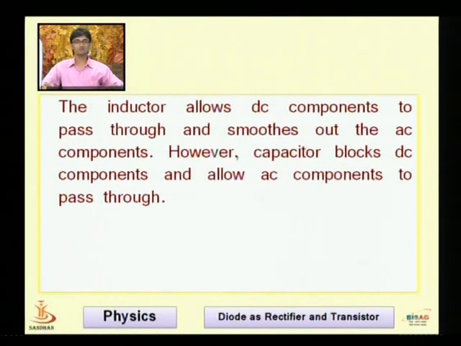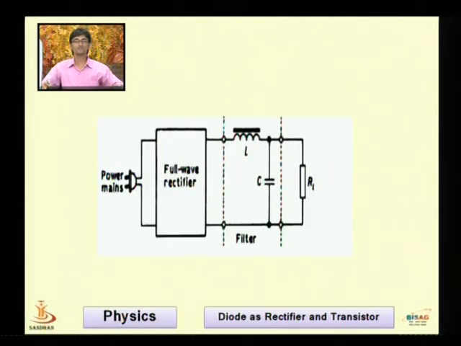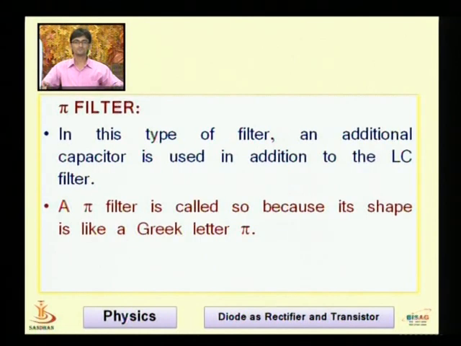The inductor allows the DC component to pass and smoothens out the AC component, however the capacitor blocks the DC component, as the formula suggests, XC and XL. This is the basic configuration of the LC type of filter circuit, where an inductor is there and the capacitor is there. Then comes the pi filter.